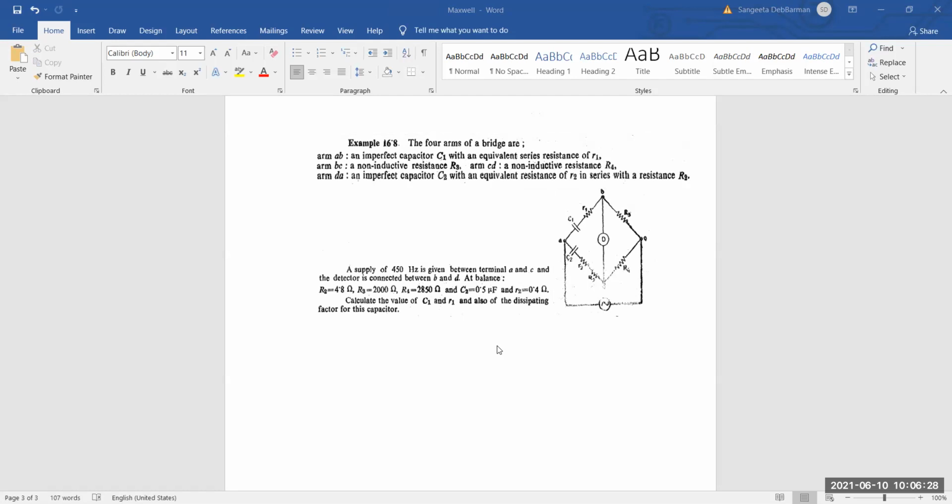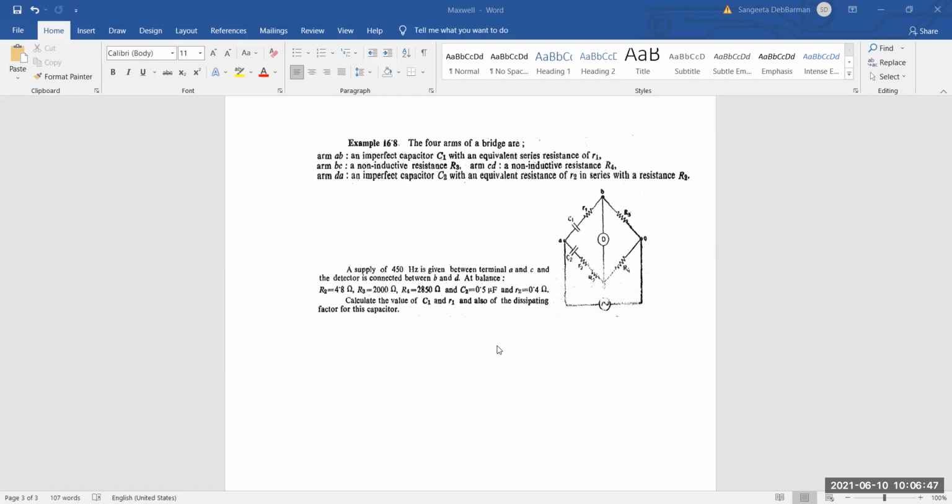ABCD. Sometimes in the problem the bridge is not provided, so you have to draw the bridge according to the statement of the problem. That can also be a challenge. Every time the circuit will be given, it's not like that.